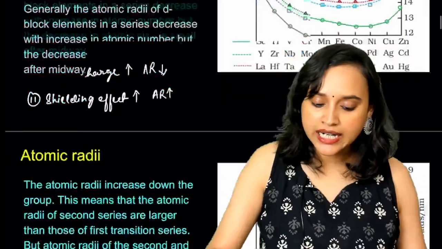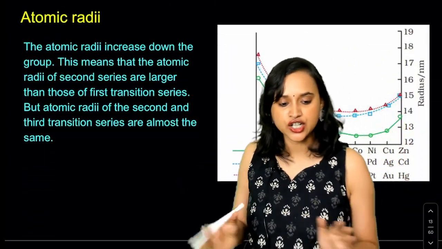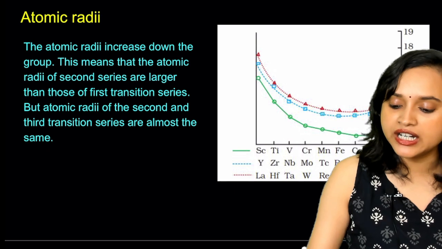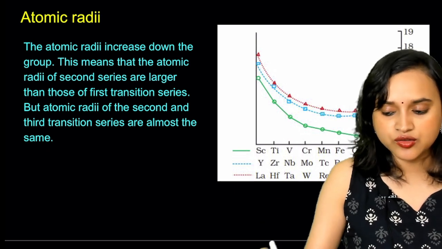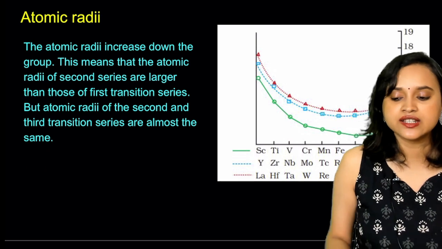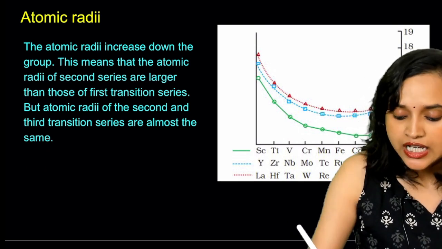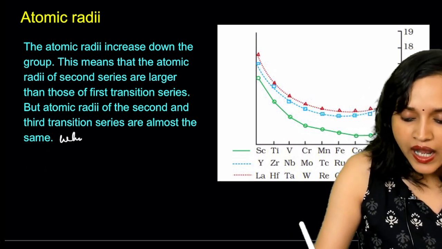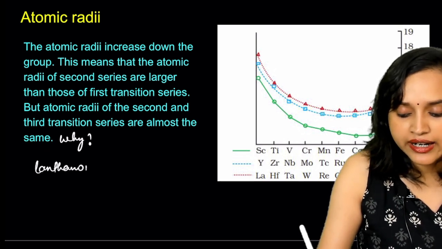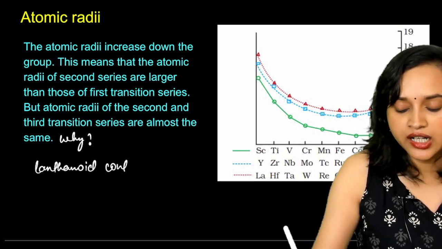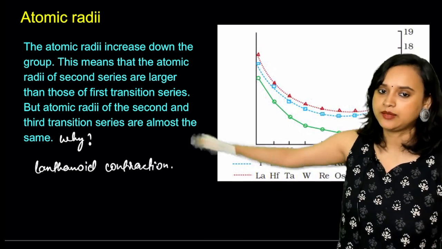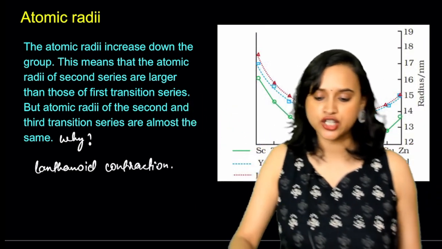All right, everybody, atomic radii, you have understood. The atomic radii increase down the group. That means the atomic radii of the second series are larger than those of the first transition series. But the atomic radii of the second and the third transition series are almost the same. Why is it similar? Because of lanthanoid contraction, which we will learn when we take a look at f block elements in some time. You get it? Why lanthanoid contraction? Cool, everybody?